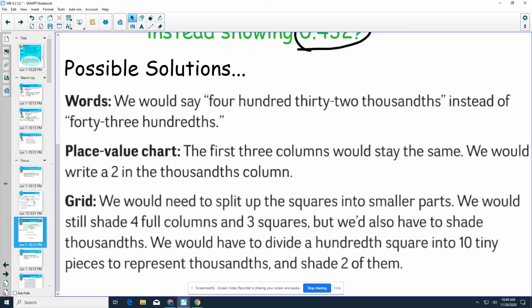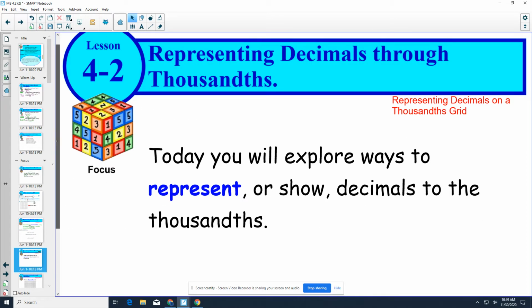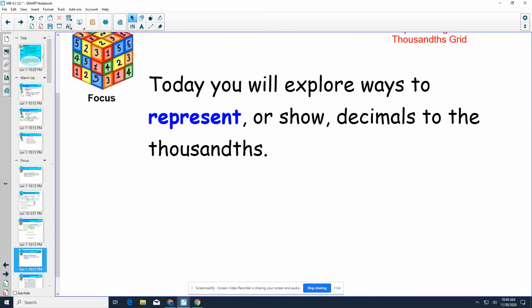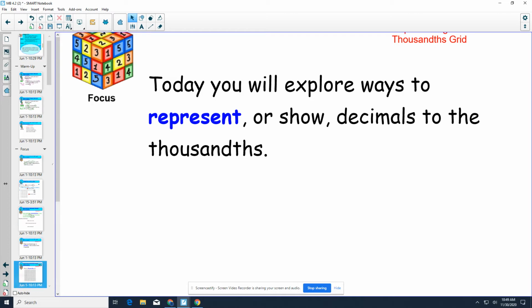And another representation would be a grid. We would need to split the squares into smaller parts. We'd still shade 4 full columns and 3 squares. We'd also have to shade thousands. We would have to divide the hundreds square into 10 tiny pieces to represent thousands and shade 2 of them, which we'll look at on a thousands grid in a minute. So today you'll explore ways to represent or show decimals to the thousands.